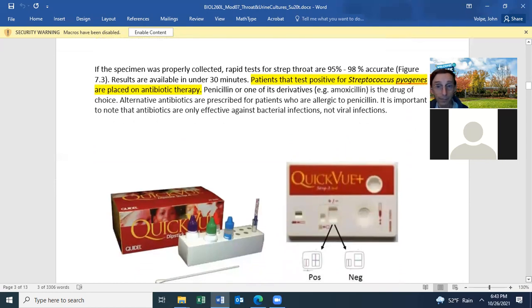Patients that test positive for Streptococcus pyogenes are placed on antibiotic therapy, such as penicillin or one of its derivatives. The reason being, with Streptococcus pyogenes, the patient generally cannot throw that organism off because of its capsule. It is protected from the host immune system. And so many patients cannot throw a Streptococcus pyogenes infection off.